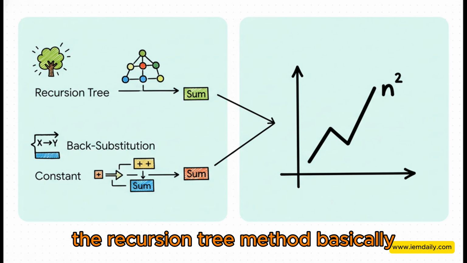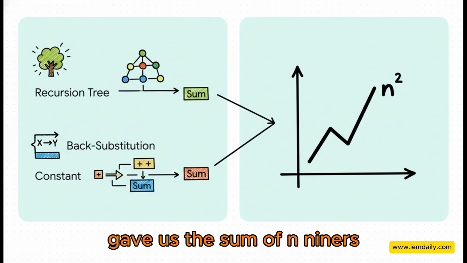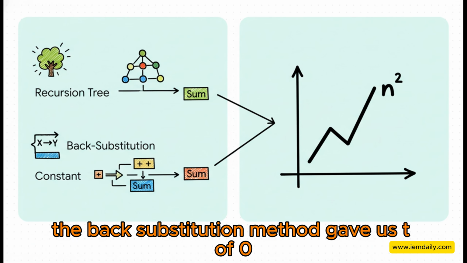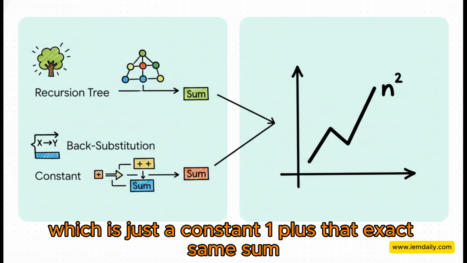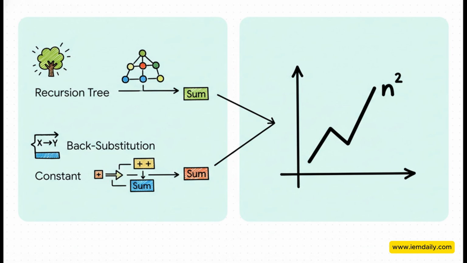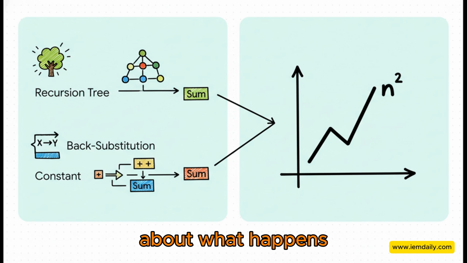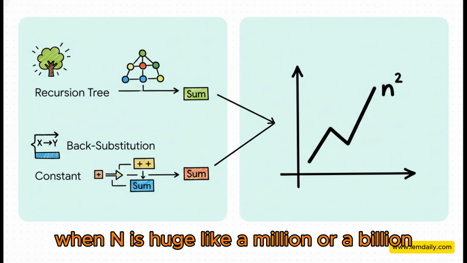The recursion tree method basically gave us the sum of n integers, which we know is about n squared. The back substitution method gave us t of 0, which is just a constant 1, plus that exact same sum. Now you might wonder about that extra 1. But when we're talking about complexity, we're thinking about what happens when n is huge, like a million or a billion. And when n is a billion, adding 1 is completely irrelevant. The n squared part is the only thing that matters.